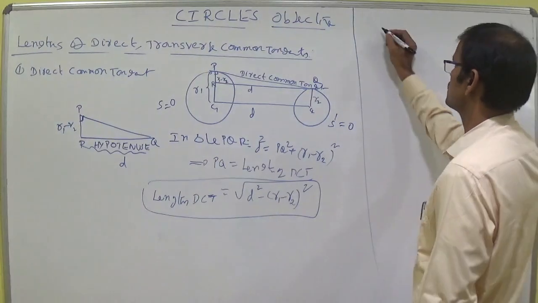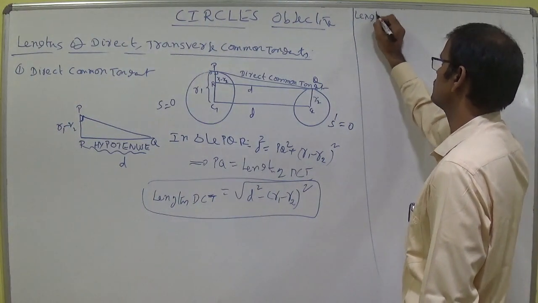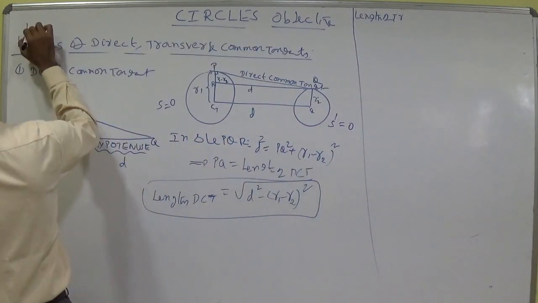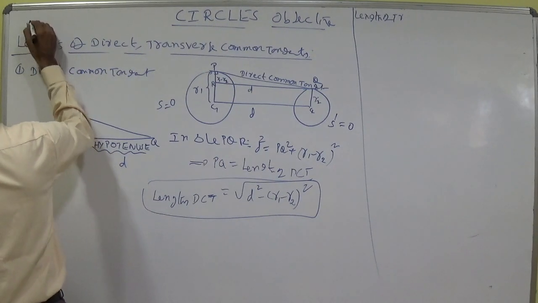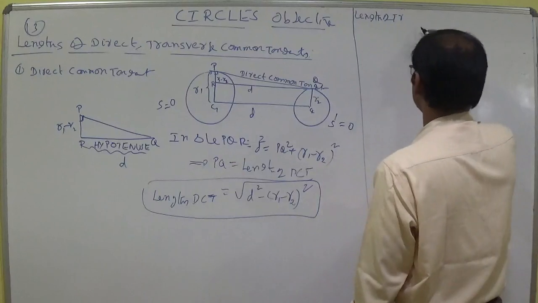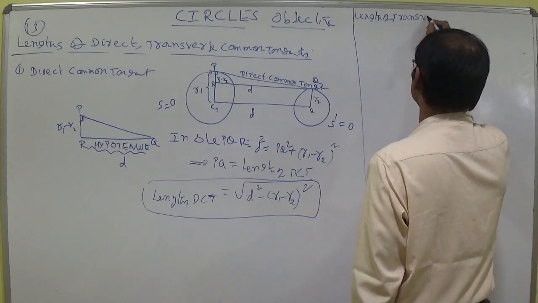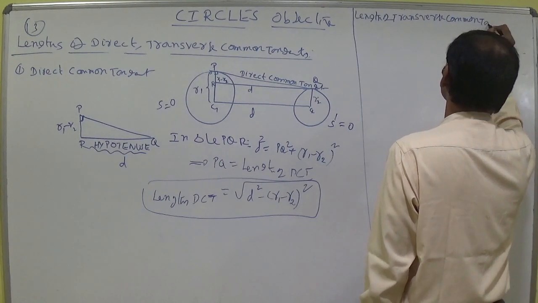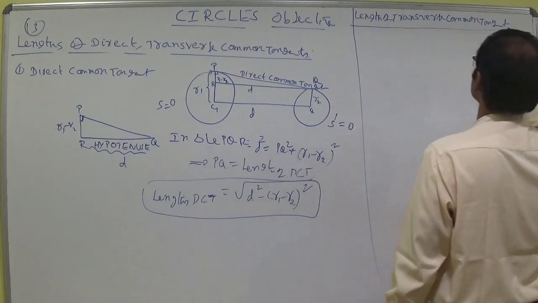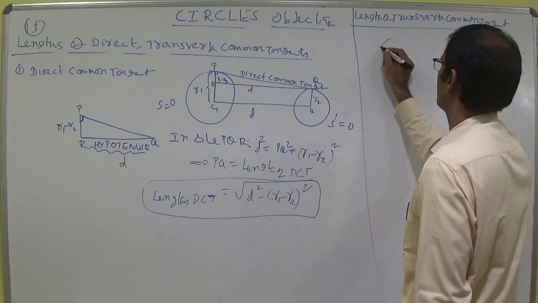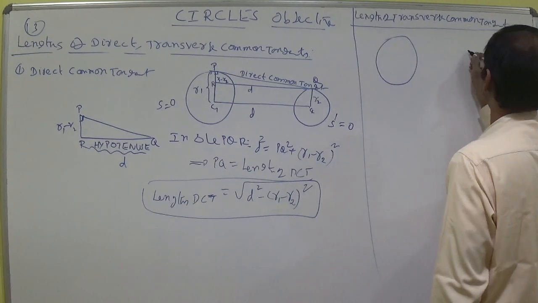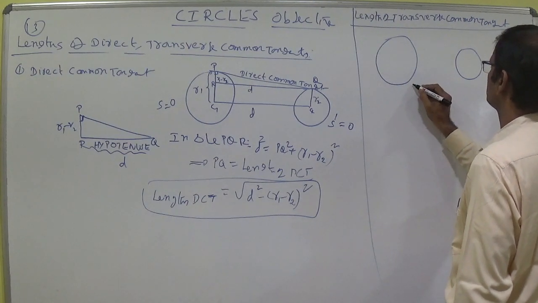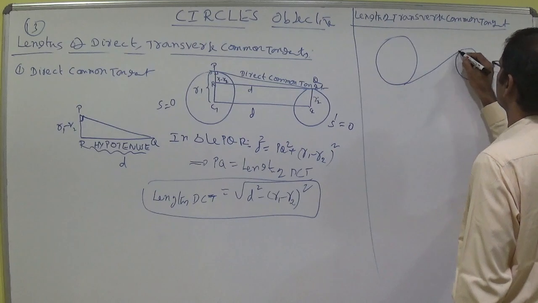Now let us discuss the length of the transverse common tangent. Length of transverse common tangent. This is the 14th synopsis. I think this is the 13th synopsis, later 14. Length of transverse common tangent. Let us draw the diagram like this. Better to draw. This is the transverse common tangent.